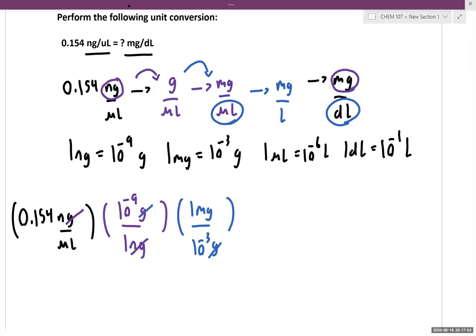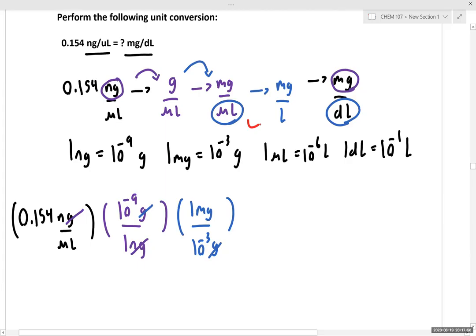Okay. Continuing on, if we're going from 1 over microliter to 1 over liter, where do our units of liters go? On the top or the bottom?